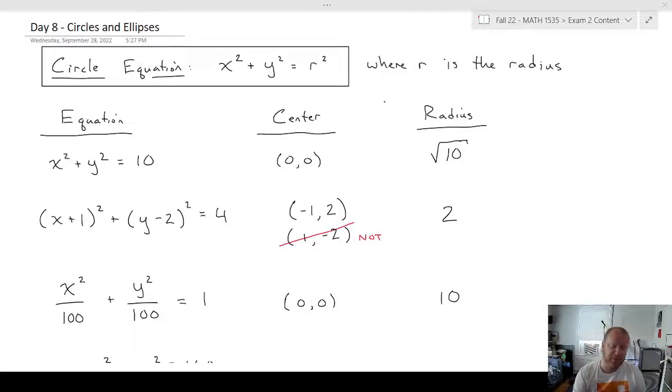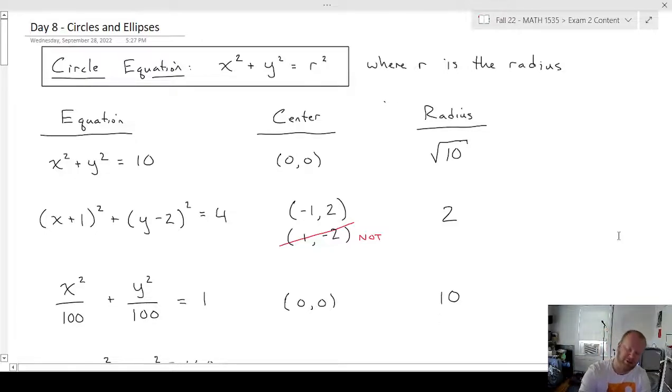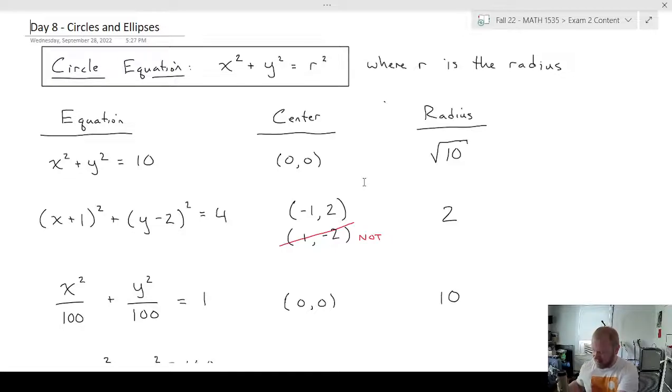Hi everyone. This video is going to be me going over circles and ellipses. This will be all the information you need for quiz 6 that's due on Friday. So I'm just going to be going through the notes that I've got here, but you can always take a look at these, but I just wanted to give some context for them.